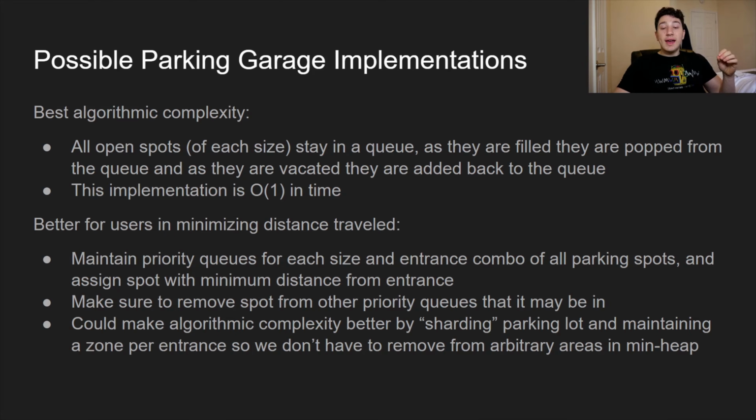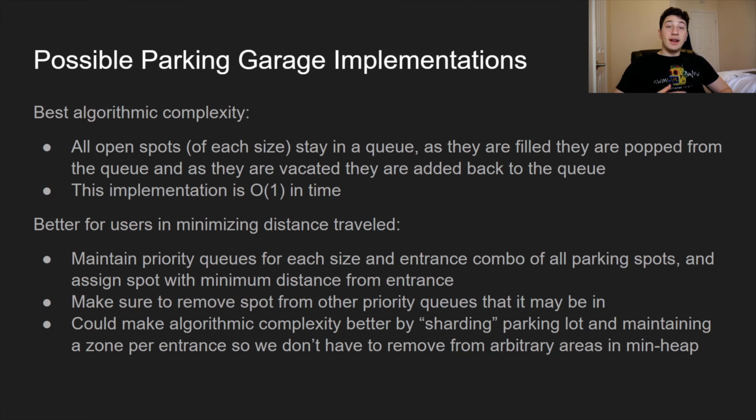And once we go ahead and figure out which spot is being assigned to that car, we then have to remove that parking spot not only from the priority queue for that entrance, but also from the priority queue for all of the other entrances. And for us to do that in a relatively efficient way, we have to maintain a hash map from a parking spot name to basically its location in all of those priority queues so that we can relatively quickly remove that node from all of them.